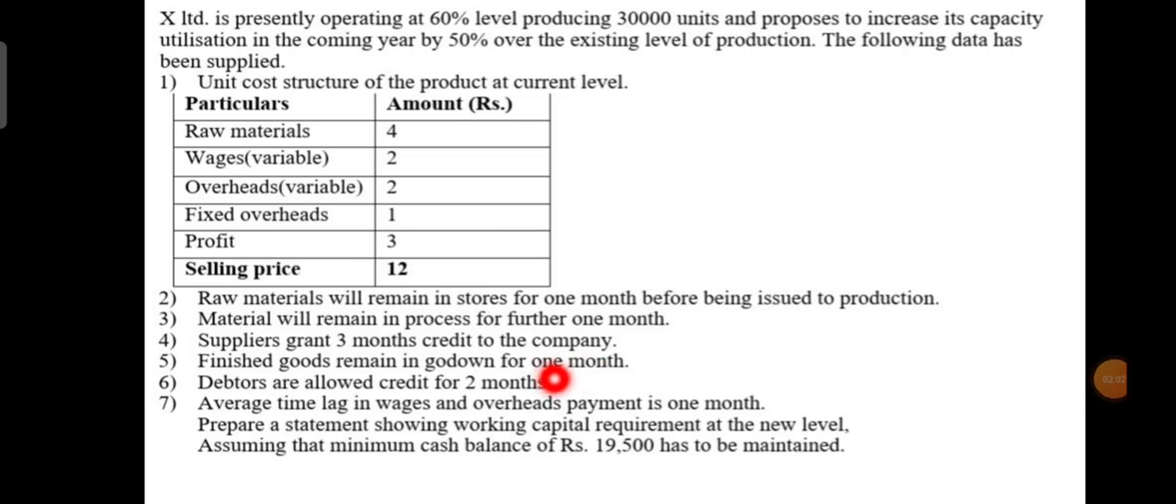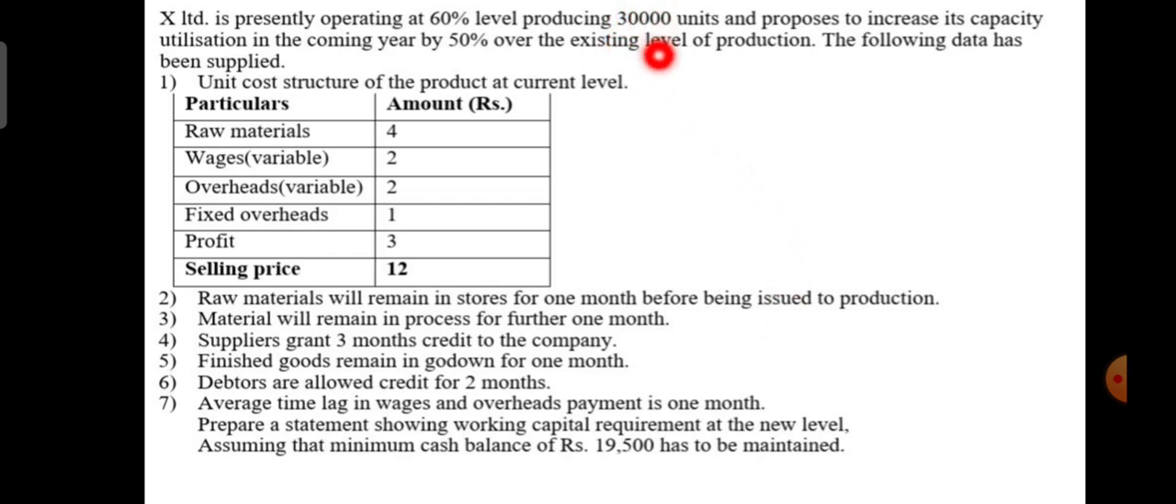Finished goods are valued based on cost of production. Debtors are allowed credit period of 2 months. So credit debtors are valued on the basis of cost of sales. Average time lag in wages and overhead payments is 1 month. So 1 month period allowed for payment of wages and all the other overheads. Prepare statement showing working capital requirement at the new level. So for new level we need to prepare working capital requirement.